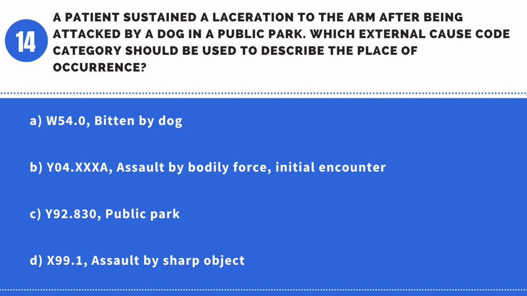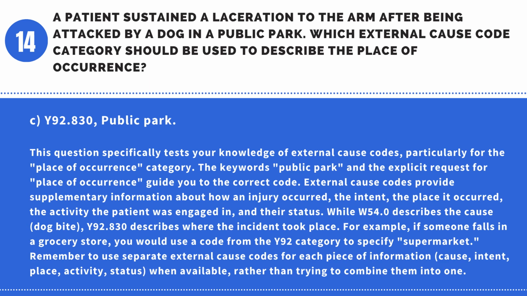Y04XXXA. Assault by bodily force, initial encounter. C. Y92.830 public park. D. X99.1 Assault by sharp object. Answer C. Y92.830 public park.